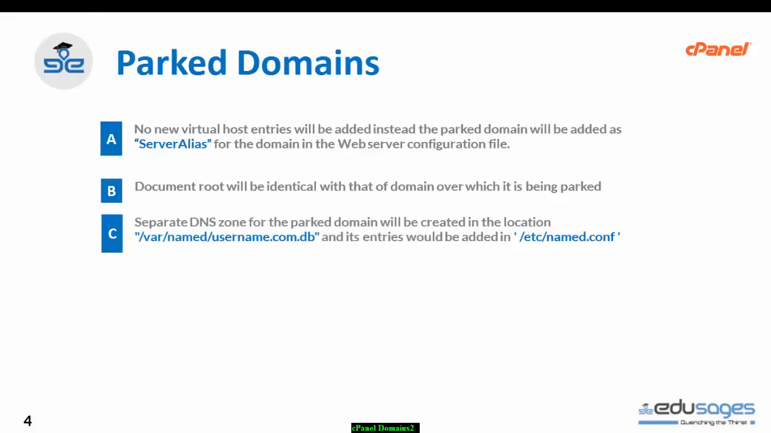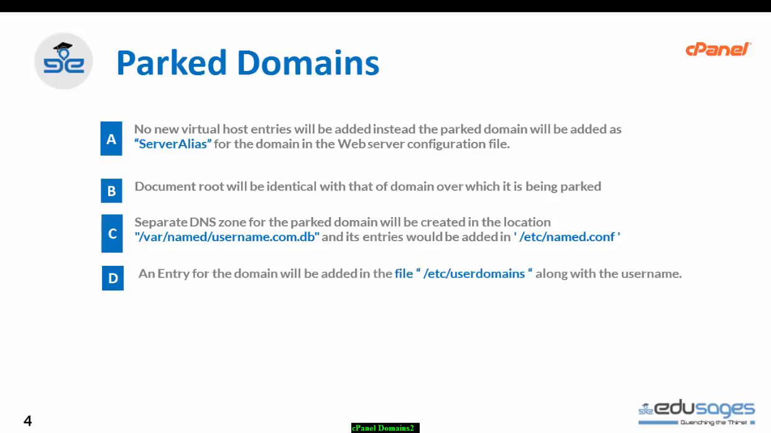A separate DNS zone for the path domain is created as well in the location /var/named/trainingedusages.com.db, and its entries would be added in the /etc/named.conf file. And now the entry for the domain will be added in /etc/userdomains as well, along with the username. And as we said in the previous chapter, the /var/cpanel/userdata/username/main file is also changed when a path domain is added. We will check all the three files now.